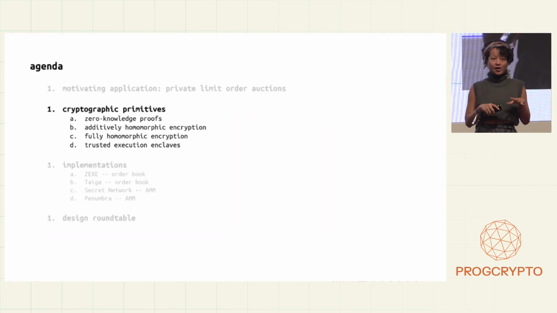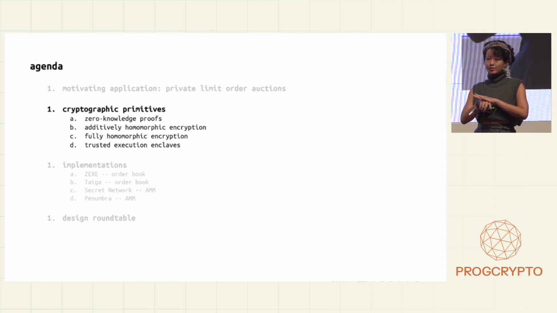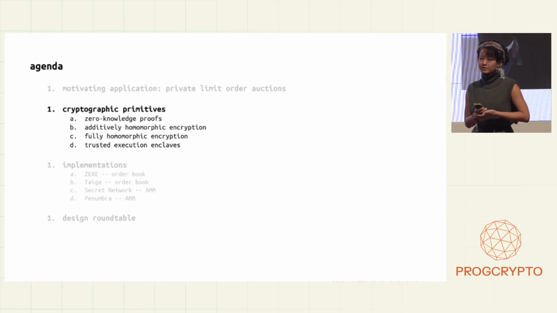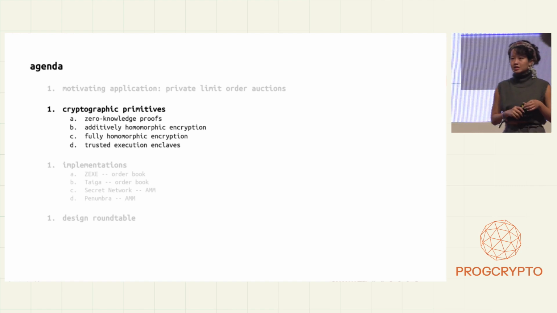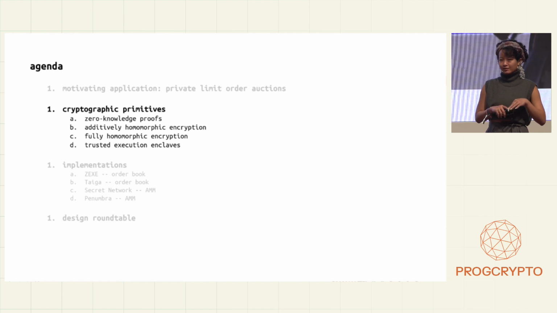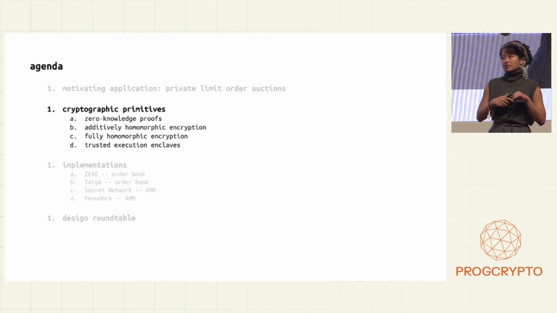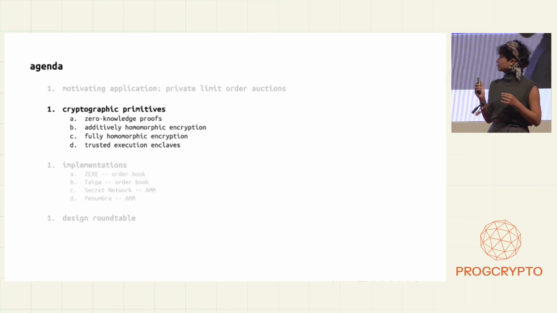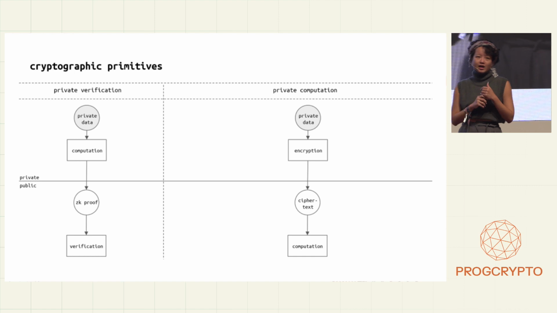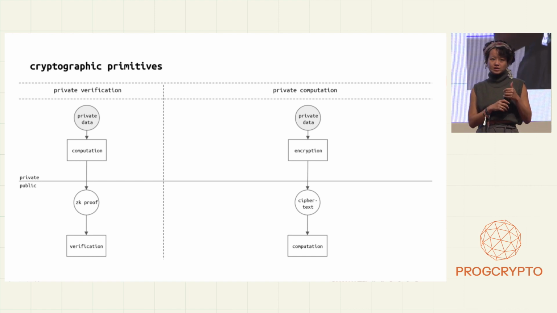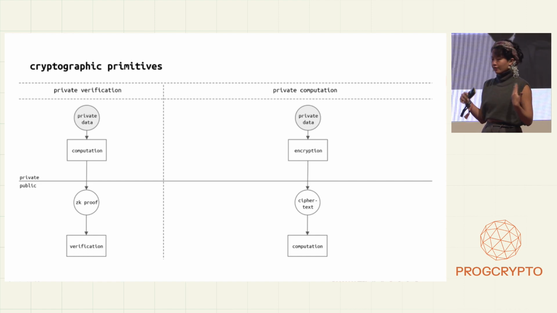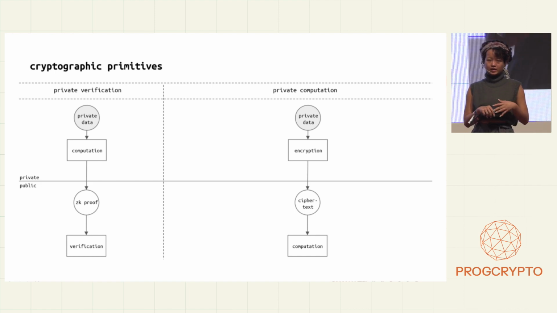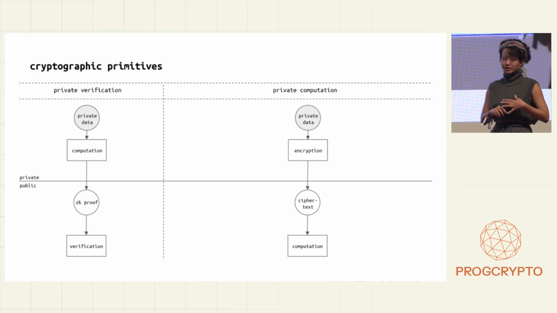The second part of the intro section is going into the cryptographic primitives that are used in these privacy-preserving constructions. And this will be just a high-level overview. So we're not going to understand the math of it, but we will understand the API. I think of the cryptographic primitives in sort of two classes. The first is private verification, and the second is private computation.